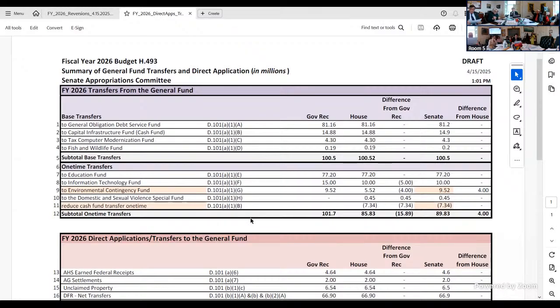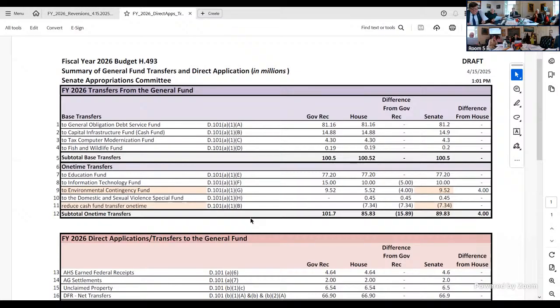The next one's the Environmental Contingency Fund. So this is the funding for PCB remediation through the Department of Environmental Conservation. The governor had it at 9.52. The House reduced it by $4 million. Right now I'm carrying it, adding the $4 million back. That is an open item in terms of how much general fund to transfer to that. The House recommended transferring $450,000 to the Domestic and Sexual Violence Special Fund.